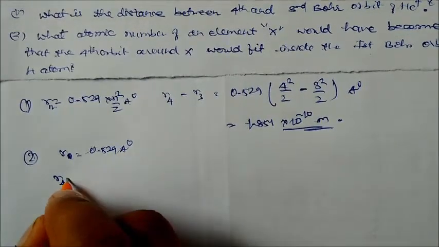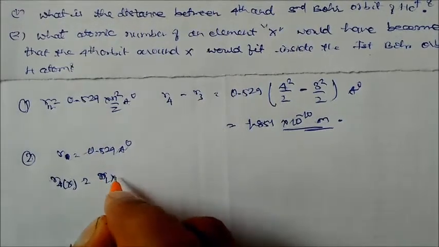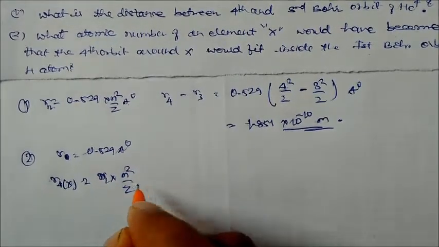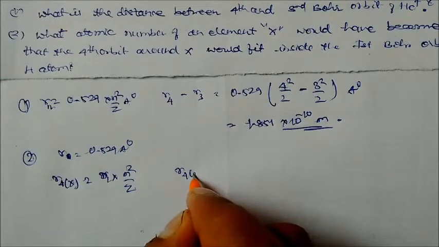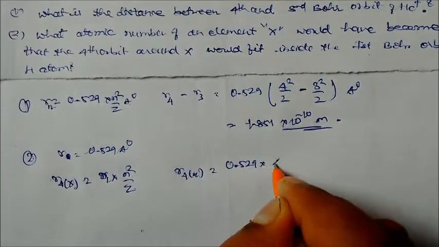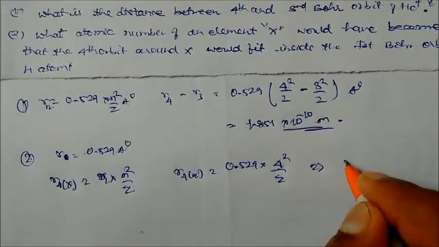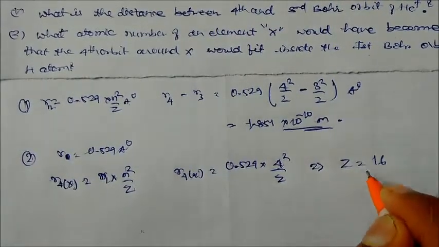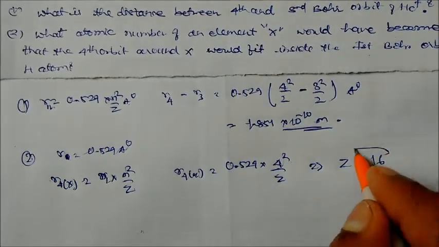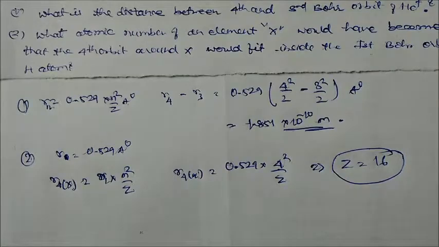So here you take X, this is the X atom. r1 times n square by Z, so r4 of X will be 0.529 times 4 square by Z. So this gives you Z equal to 16. This is our answer, the atomic number of X.